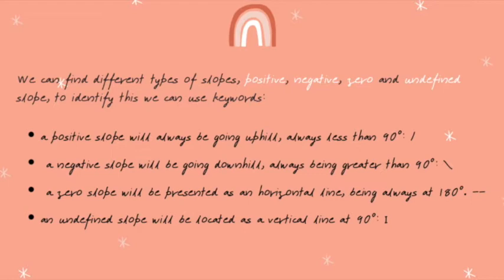We can find different types of slopes: positive, negative, zero, and undefined slope. To identify this, we can use keywords. A positive slope will always be going uphill, always less than 90 degrees. A negative slope will be going downhill, always being greater than 90 degrees. A zero slope will be presented as a horizontal line, being always at 180 degrees. An undefined slope will be located as a vertical line at 90 degrees.